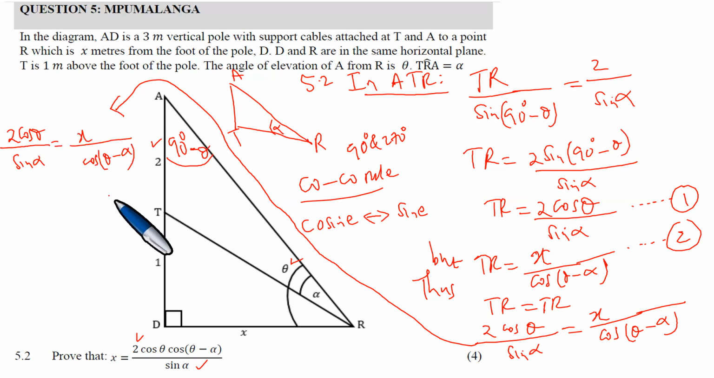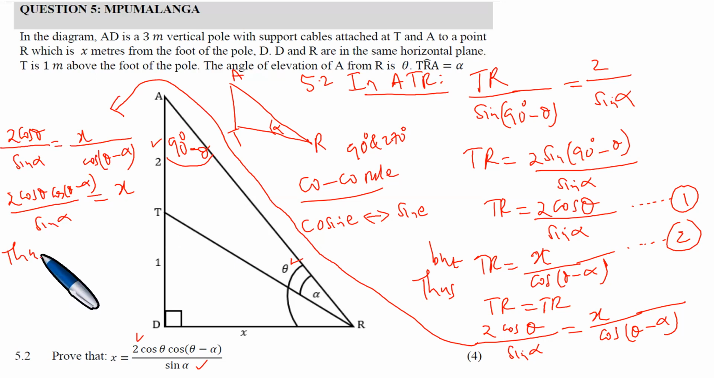If we cross multiply, it means therefore we have x, which is 2 cosine theta, the cosine of theta minus alpha. You divide everything by the sine of alpha. Thus, we get the result that x is the same as the following. So it is the same as 2 cosine theta, the cosine of theta minus alpha, you divide by the trigonometric sine of alpha.